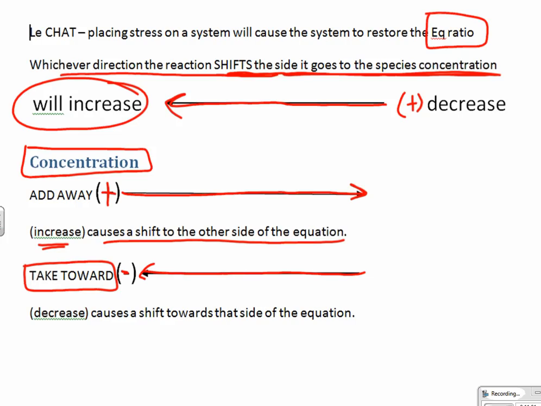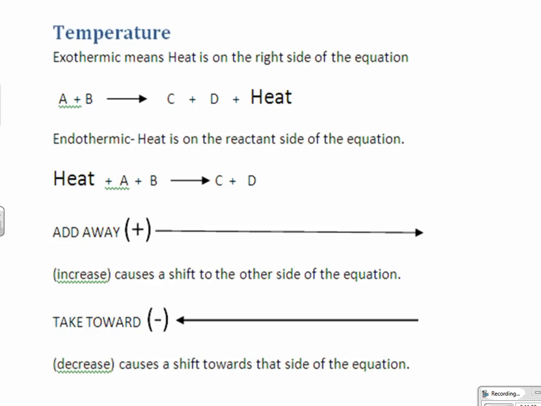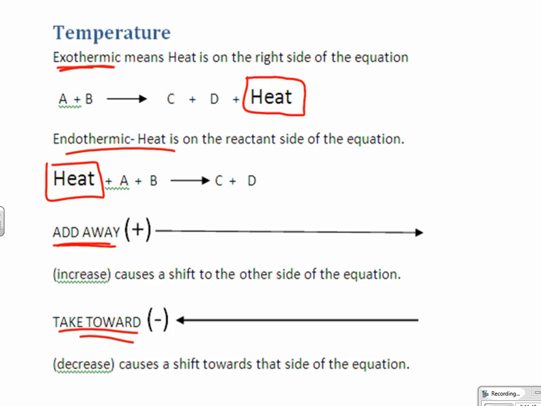If we look here, temperature. Exothermic means heat is on the right-hand side. Endothermic means heat is on the left-hand side. And it's still add away, take towards. So if I told you I took an exothermic reaction and heated it, or added heat, it would shift this direction. Because if I add, it shifts away.